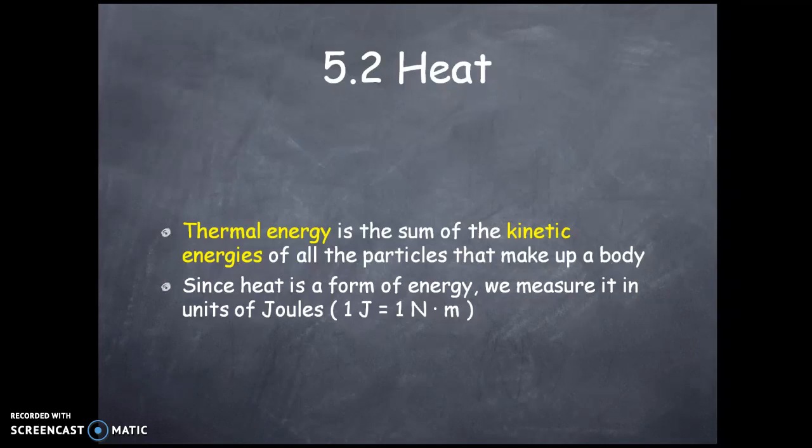Thermal energy is the sum of kinetic energies of all particles that make up the body. Since heat is a form of energy, we still have the same units as energy, that is joules. Any type of energy, whether it's electrical, mechanical, kinetic, potential, work, all these have the same units that are joules. Since heat is a form of energy, we still have the unit which is joules.